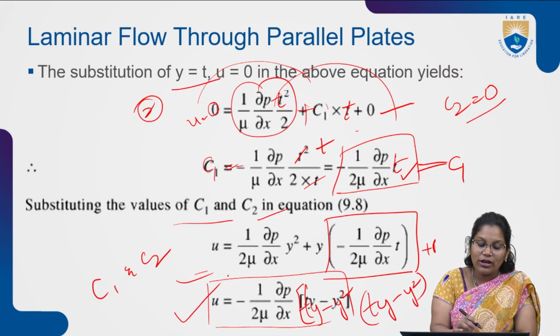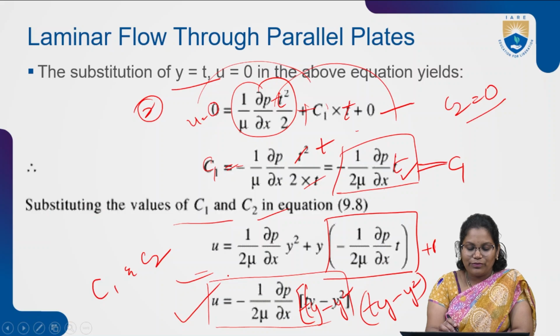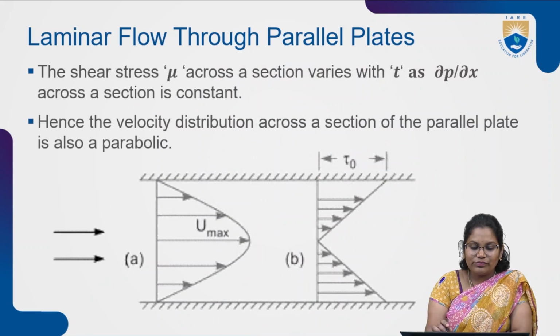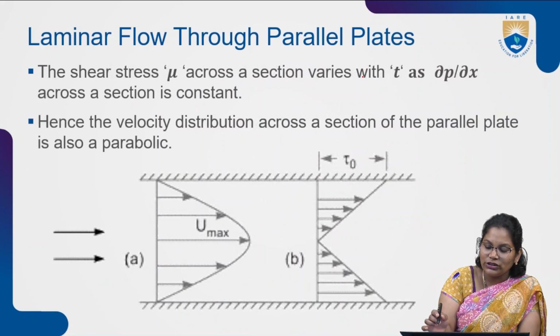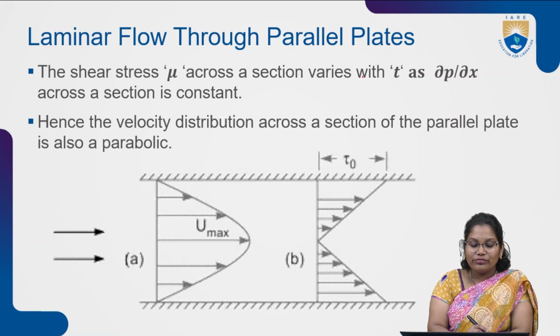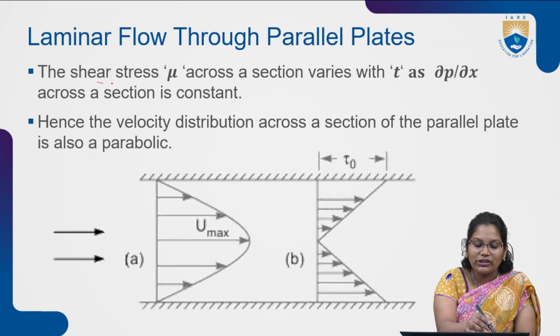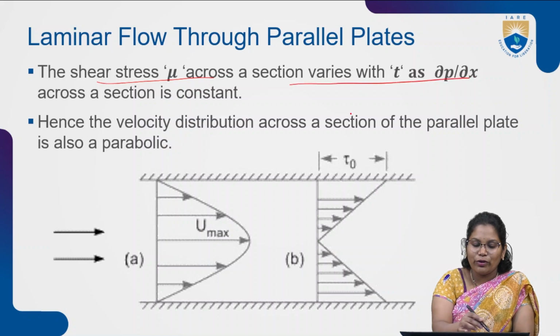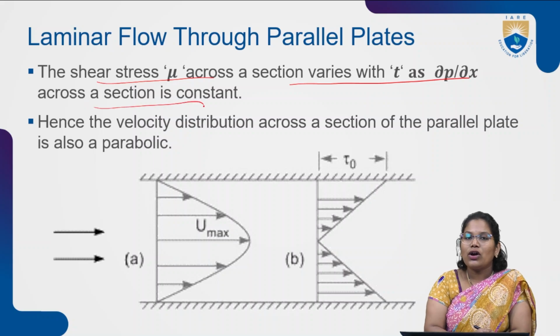This is what your velocity is. So now we are calculating the shear stress. So shear stress already we know, mu du/dy, varies across a section, while dou p by dou x across the section is constant.